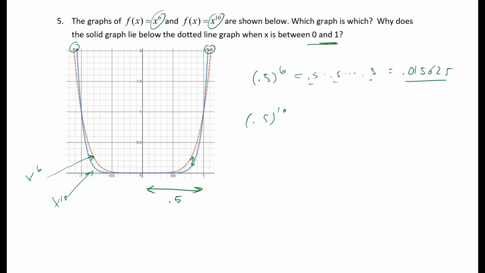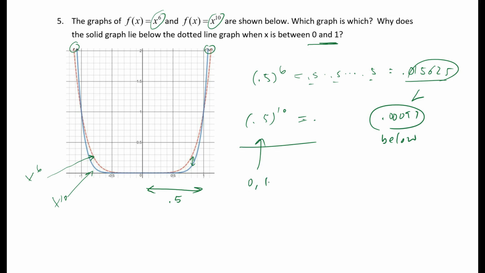Now, if instead I multiply by 0.5 ten times, that means I'm shrinking it even more, multiplying it down by another 0.5 each time. If you put that in a calculator, you get 0.00097. This number is smaller than that number, and so that's why if your output is smaller, you lie below. This will be true as long as that input value is between 0 and 1. You'd see the opposite happens when it's greater than 1, because when you multiply by something greater than 1, it makes it bigger, and for that reason, that's why the blue line is above the dotted red once you get past 1.